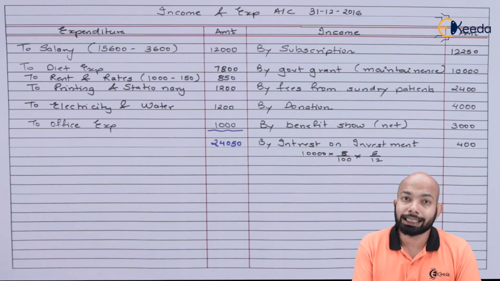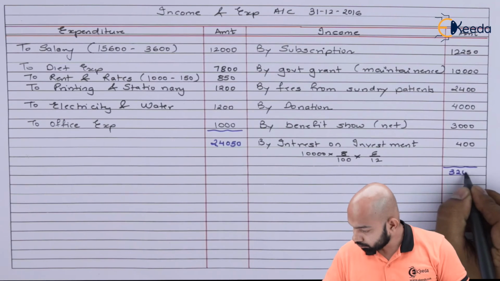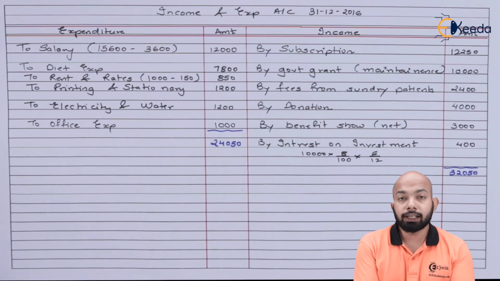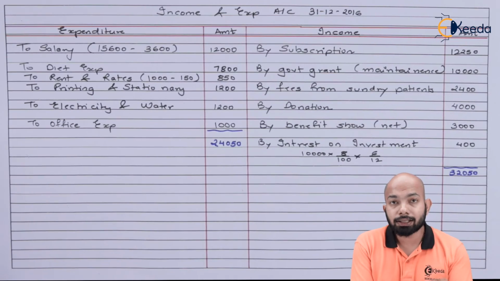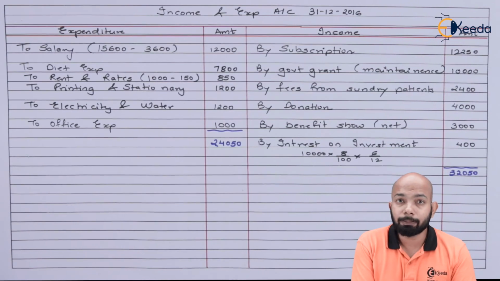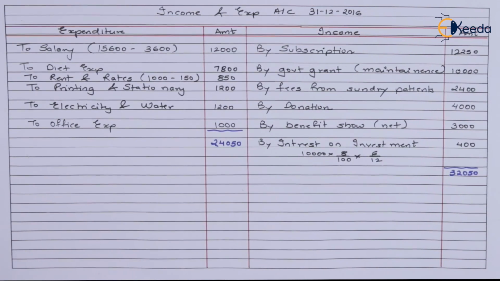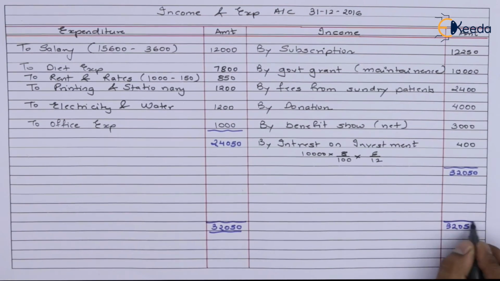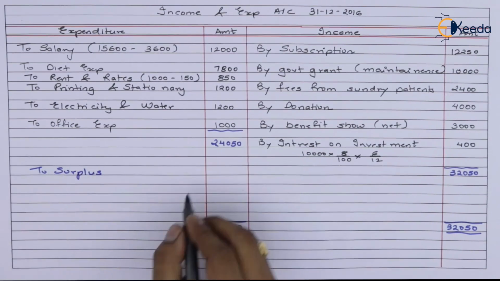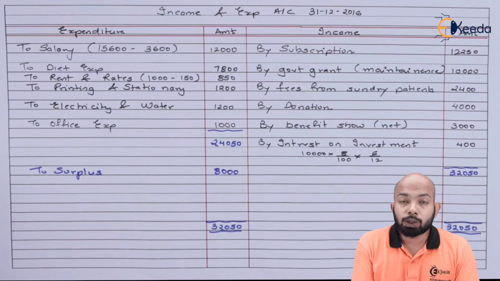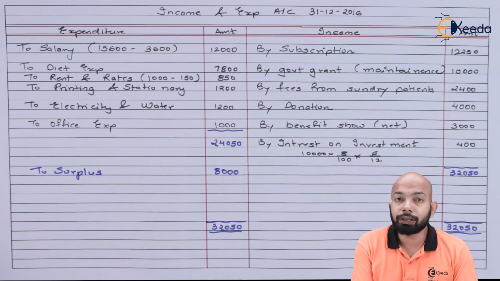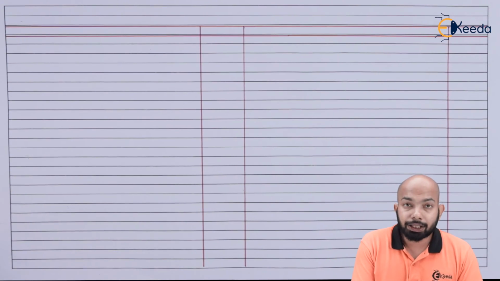Let's figure out what we have on the income side now. On the income side, we have 32,050 as the interim balance. That's a clear indication there is a surplus here. Now, this surplus will be added to the capital fund that we have already derived in the working balance sheet. So now we'll be preparing the balance sheet here.